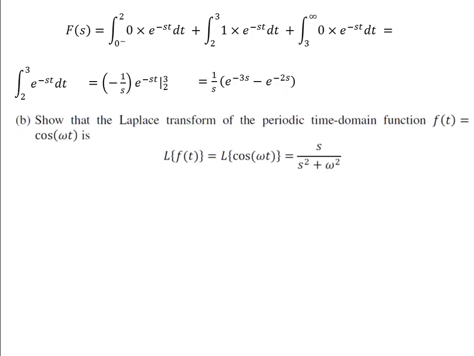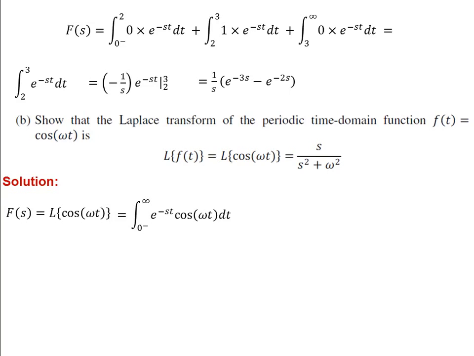In part B of question 1, again it's asking to prove that the Laplace transform of cosine omega t is equal to s over s square plus omega square. To prove this relation, we have two approaches. The first one is the definition of the Laplace transform. Using the definition, we know that the Laplace transform of function cosine omega t is the integration from 0 to infinity of e^(-st) cosine omega t dt.